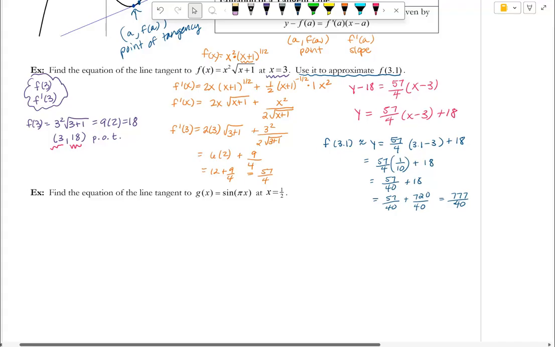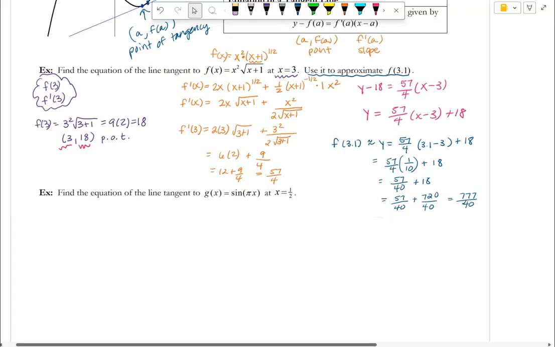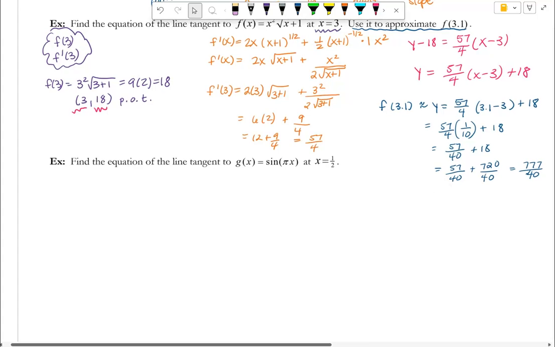All right, in our second example, we are asked to just find the equation of the line tangent to g equals sine of pi x at x equals 1/2. So we don't have to do an approximation, we're just writing our equation. So again, to write our equation for a tangent line, we need our point of tangency. So we need a comma f of a. We're already told that a is 1/2.